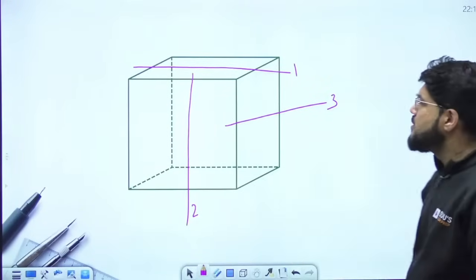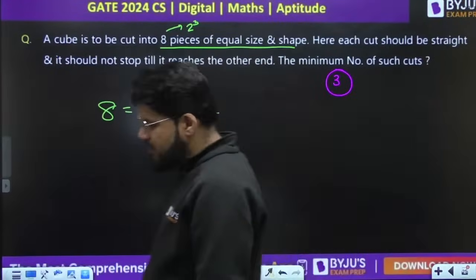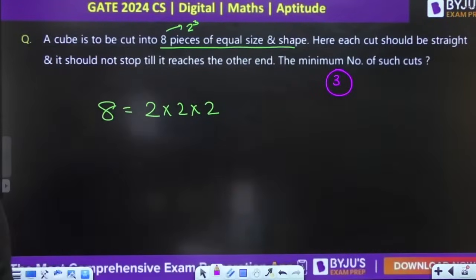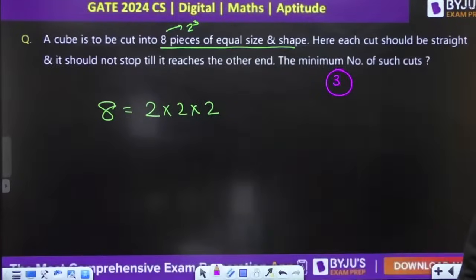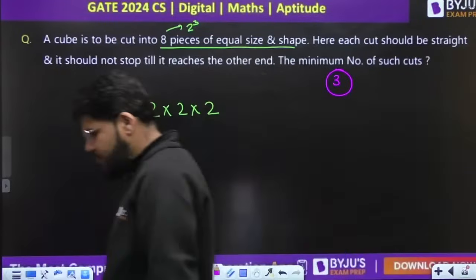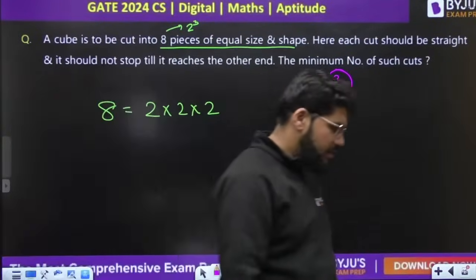Have you got this clearly? The answer: the minimum number of such cuts is 3. Minimum number of such cuts is equivalent to 3. Okay, done?